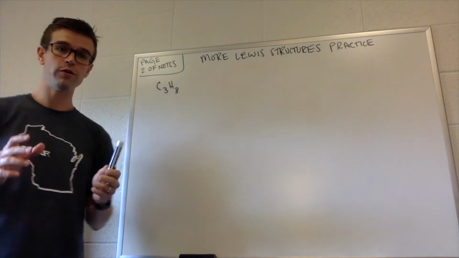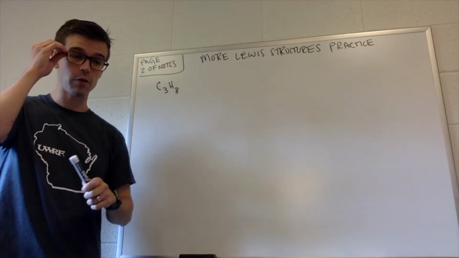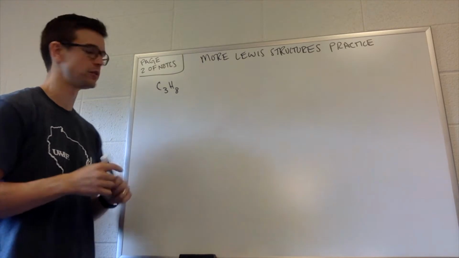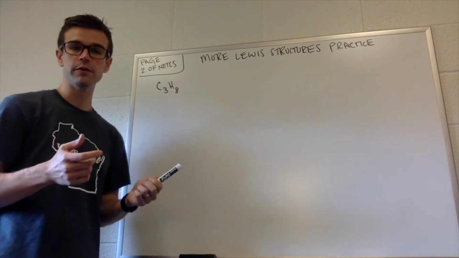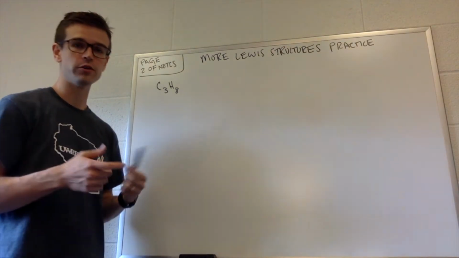All right, now that we know generally how to do Lewis structures, we're going to do a few examples from page 2 of your notes. And the first one is C3H8. So the first thing we do is figure out how many valence electrons this molecule is going to have.